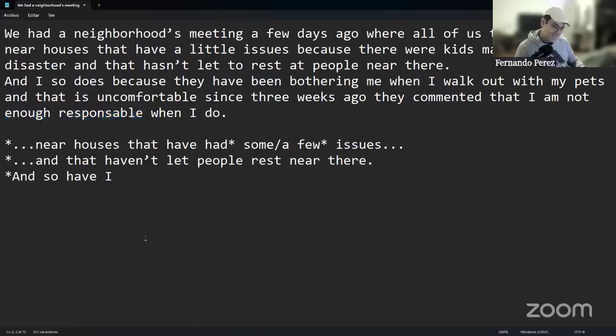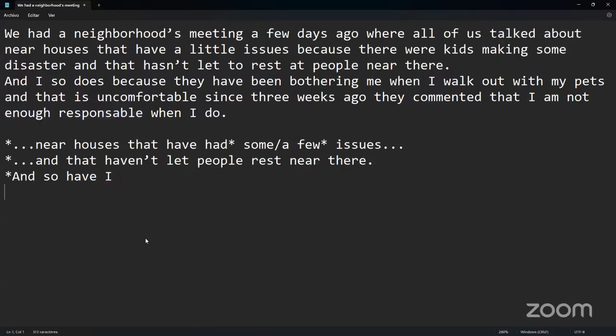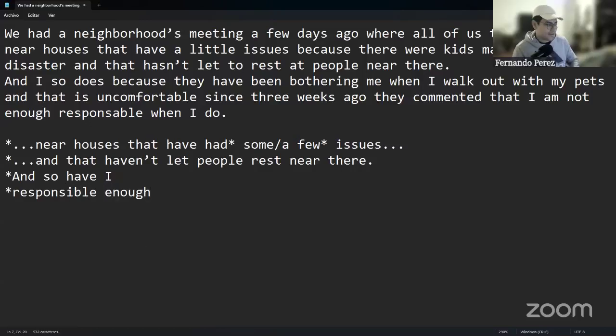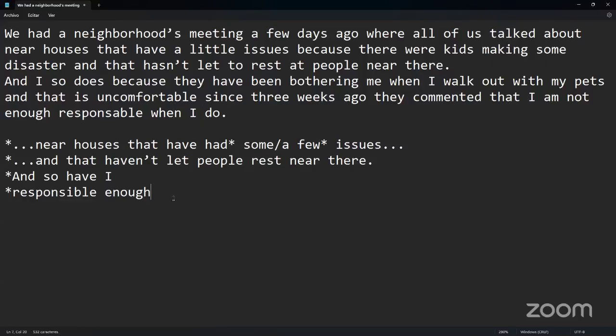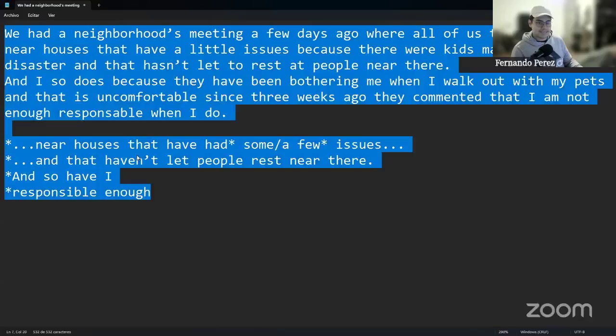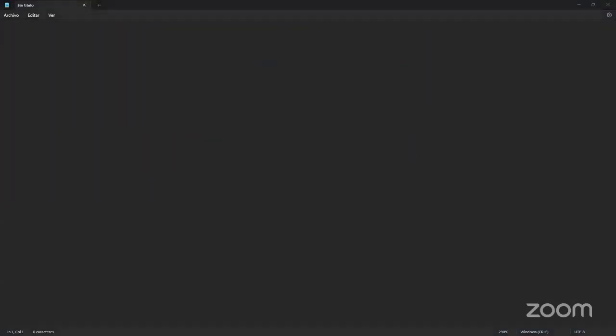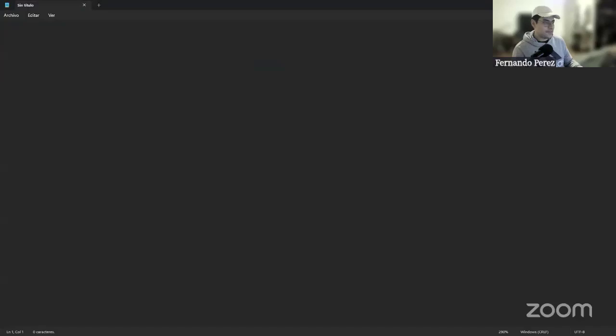You remember. The word enough goes after the adjective because it's an adverb. Make sense? Yes. I will send it to you via WhatsApp and let's go through it.